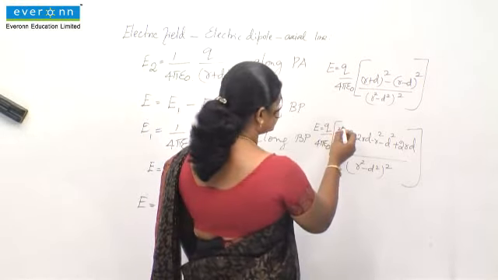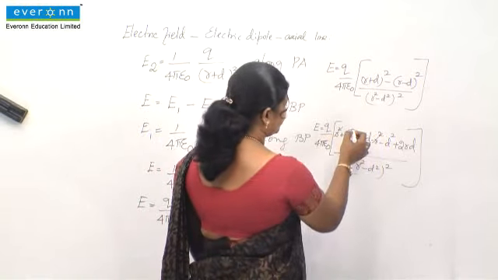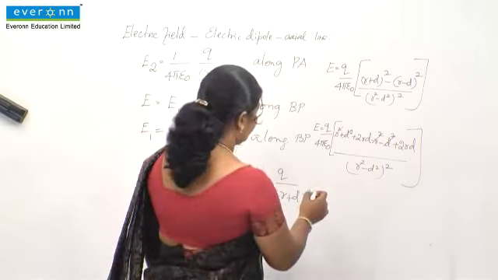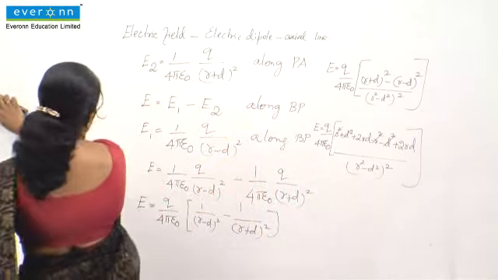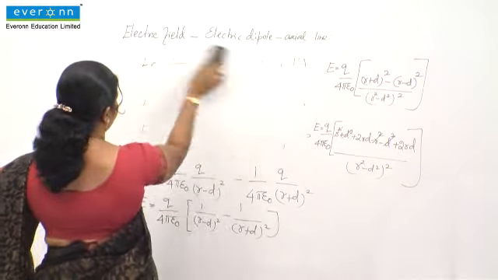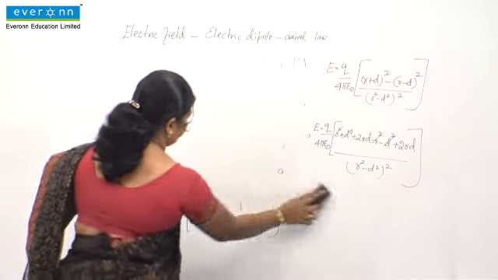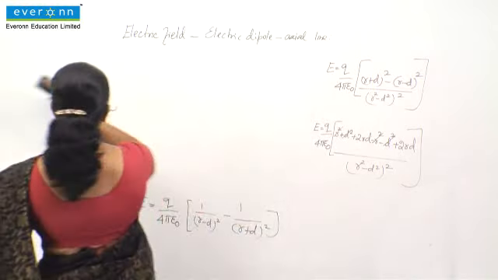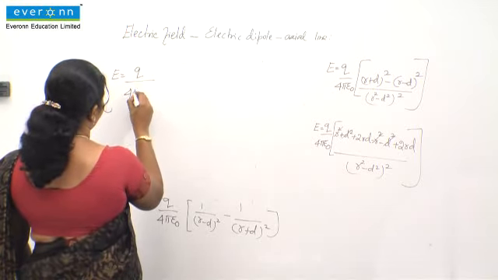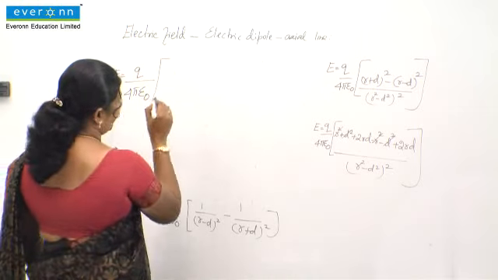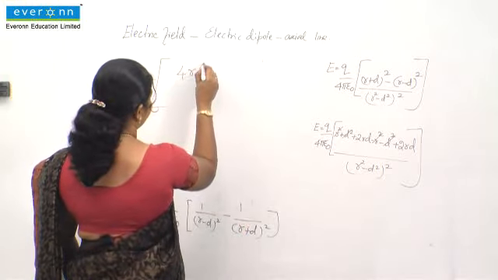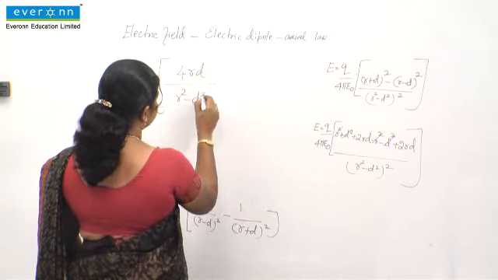Now if you see R square minus R square we can cancel out, D square and minus D square we can cancel out. So how will the equation change now? The equation will become E is equal to Q by 4 pi epsilon naught, and in the numerator 2RD plus 2RD it becomes 4RD, divided by (R square minus D square) the whole square.